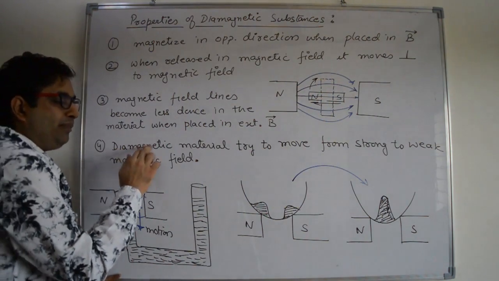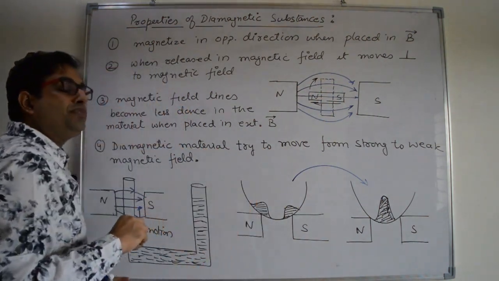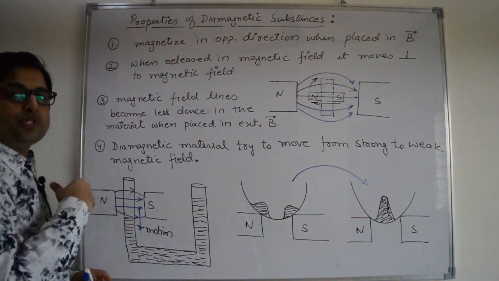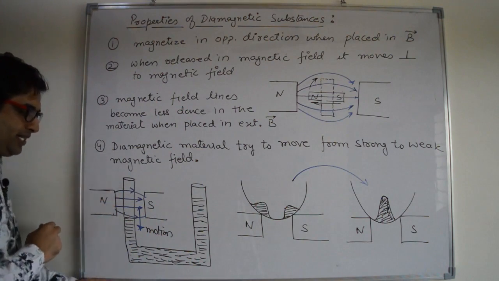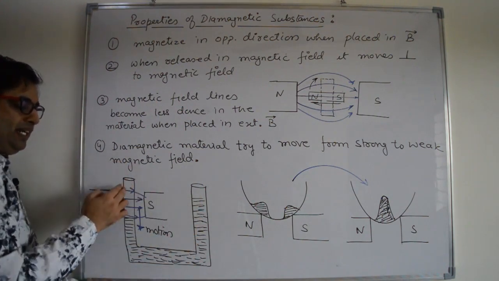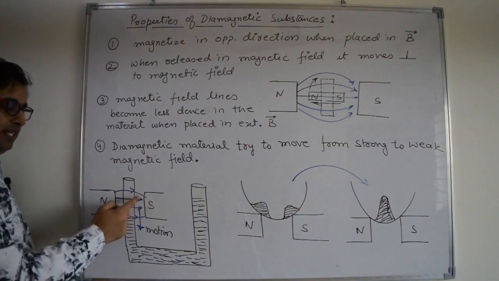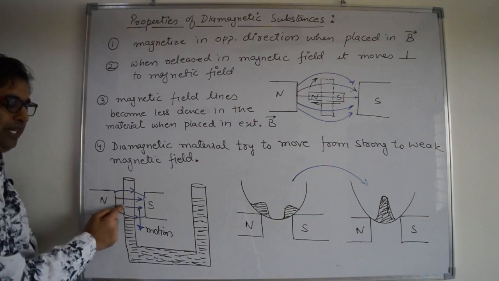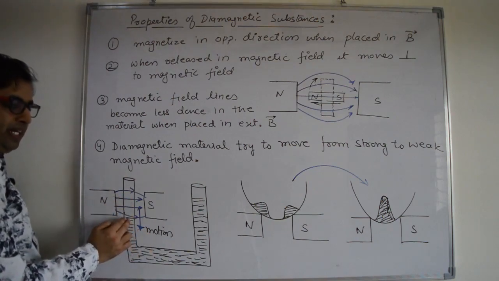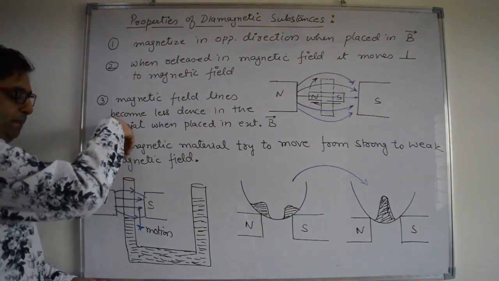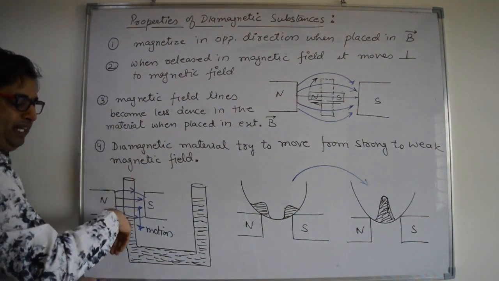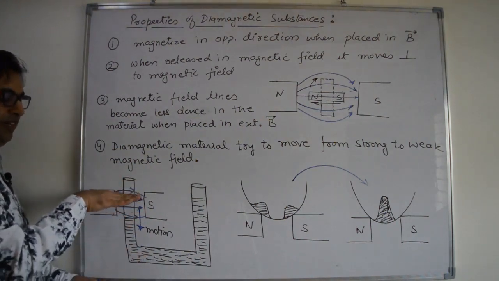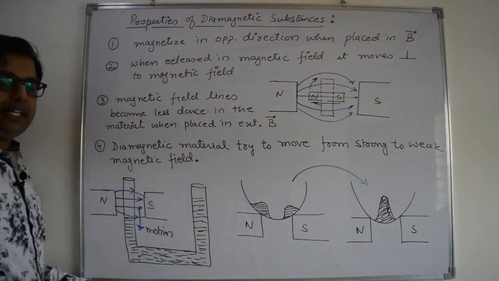Fourth point, a diamagnetic material tries to move from a stronger magnetic field to a weaker magnetic field because it is oppositely magnetized. Let us take this example. We have a diamagnetic material in liquid form and it is placed between the two poles. Here we have a denser magnetic field, a higher value of magnetic field. So this diamagnetic liquid will try to move in the perpendicular direction, to move towards the weaker magnetic field. Right? So the level will decrease on this side and the level on this side will increase.